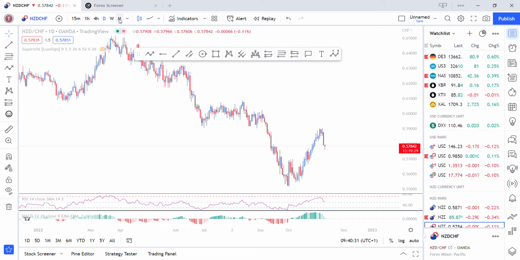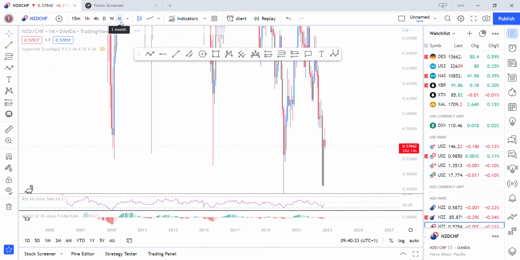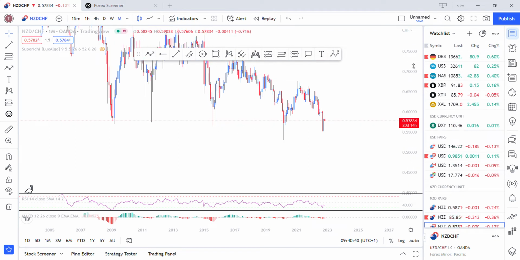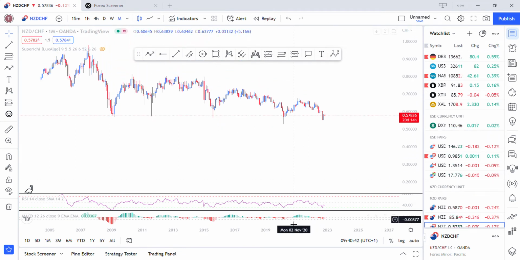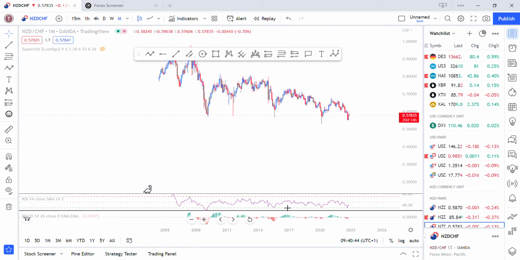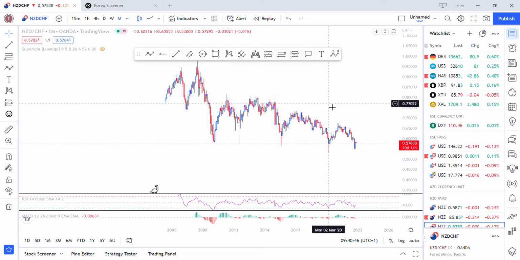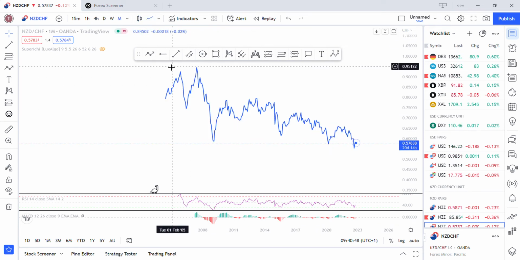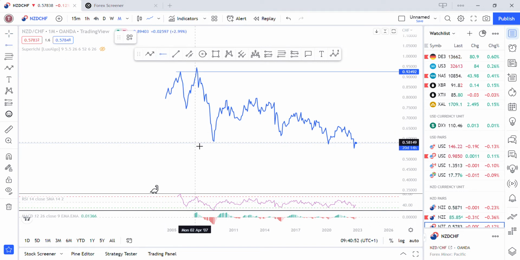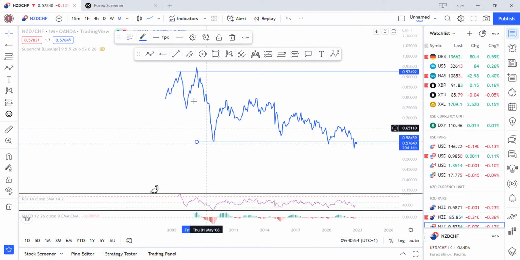Okay, we are going to quickly analyze the NZDCHF. So we're going to look at it from a technical point of view as well as a fundamental one. The first thing I'm going to do is place my key areas, and a very important thing to do is actually make them a bit bigger.